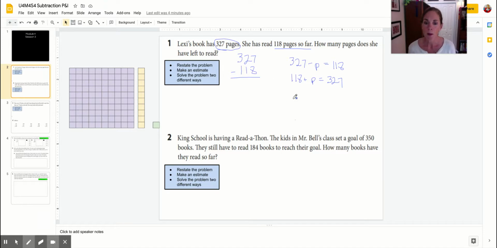Well, if we drew a number line, we could find the difference. So let's start with that. I'm going to start at 118, and I know that I want to land on 327. She's read 118, and I want to know how many more pages she has to go. So let's jump up 100 to 218. I'll write the 100 at the top. This is going to be our answer here at the top. And then we'll jump another 100 to 318.